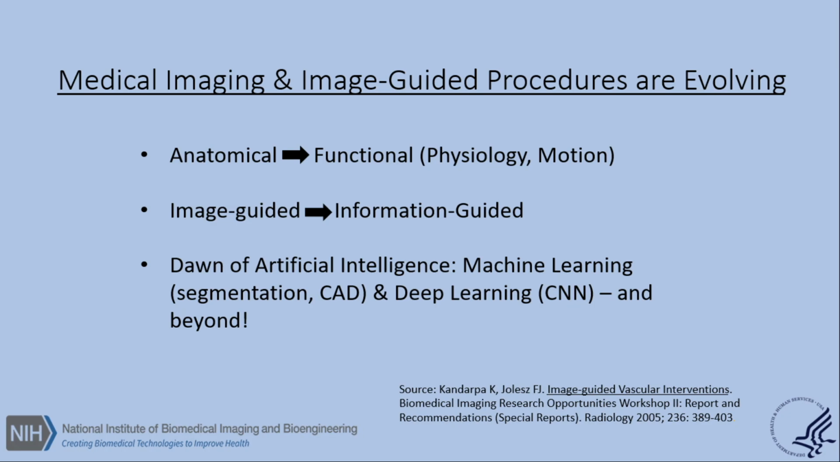Also, it's not just image-guided procedures, but information-guided procedures. We take more than the image into account. And the image can be in many forms. It doesn't have to be just X-ray or MRI. It can be light. And then all the data we're gathering, we've got to do something with it. And it's the dawn of artificial intelligence, as you all know. So we want to get these machines to understand what they're seeing with so much data. So we want to be able to collect all that data and make some sense of it.